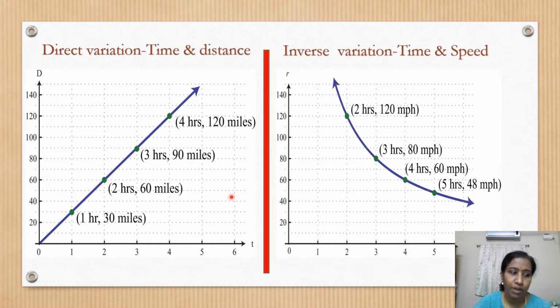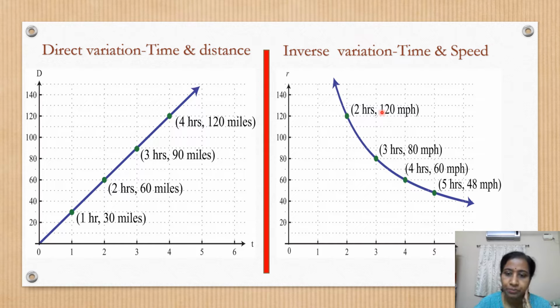Coming to the graph of direct variation and inverse variation. If it is direct variation, the graph will look like this. Now you can see the x and y values. X is 1, 2, 3, 4, which increases, and y is 30, 60, 90, 120. That also increases. So your graph will look like this, a straight line between the x and y axis.